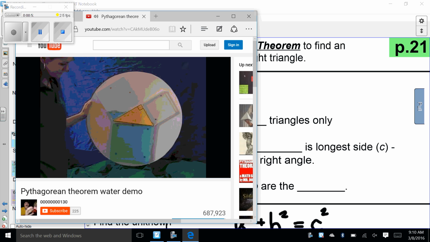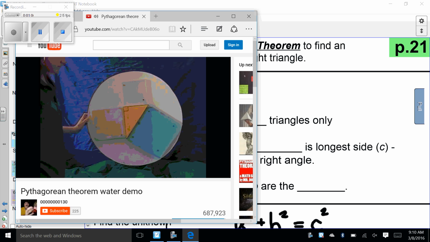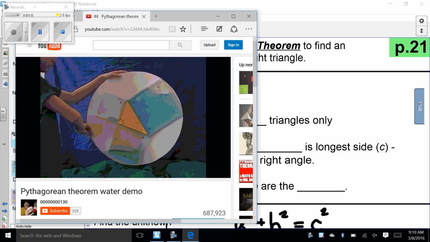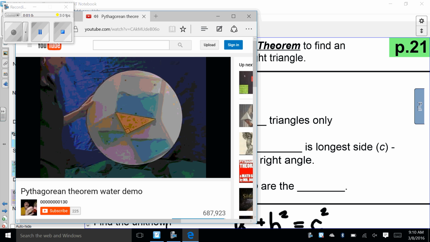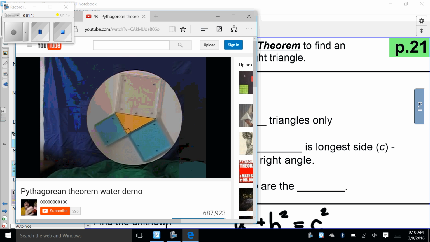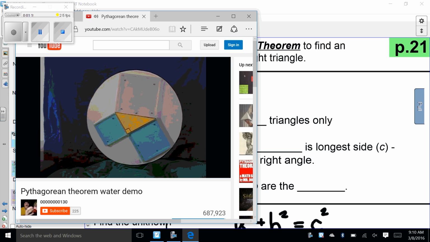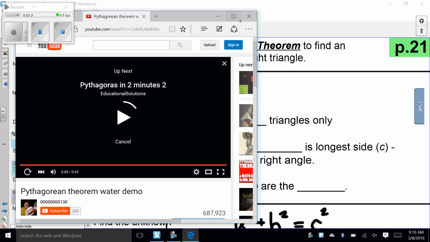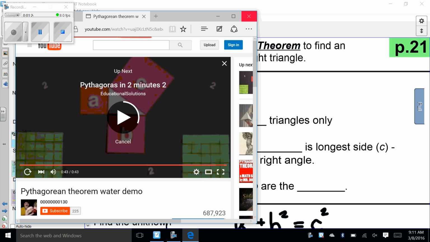So what it's showing you here is that the area of the two smaller squares is equal to the area of the big square. So if you add the area of the two smaller squares, you get the area of the big square. So that's where that a squared plus b squared equals c squared comes from: the area of a times a plus b times b equals c times c. We'll watch it one more time.